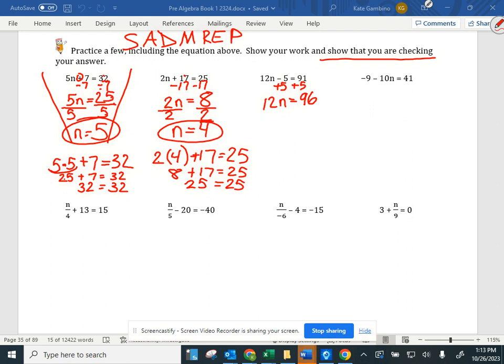96. What is my next step? Claire? You have to divide by 12. I'm going to divide by 12 because I was multiplying by 12. 12 divided by 12 is 1, so I get just n. 96 divided by 12 is what?